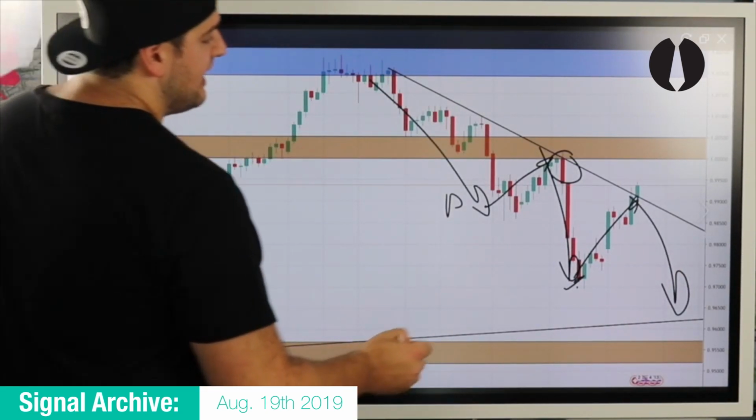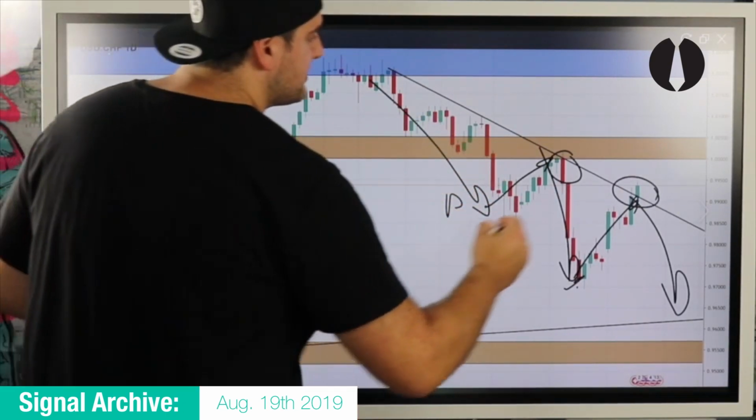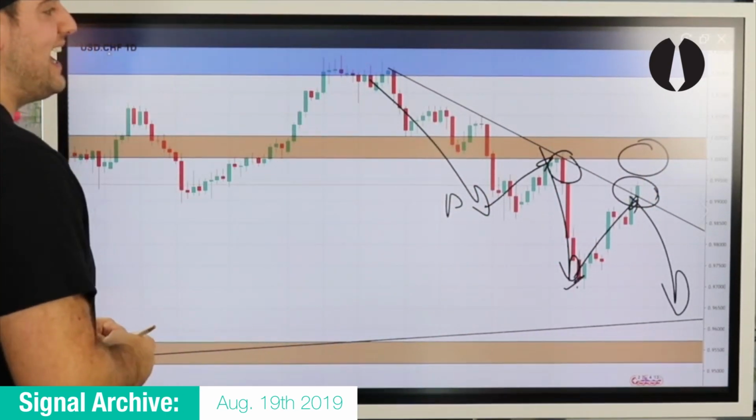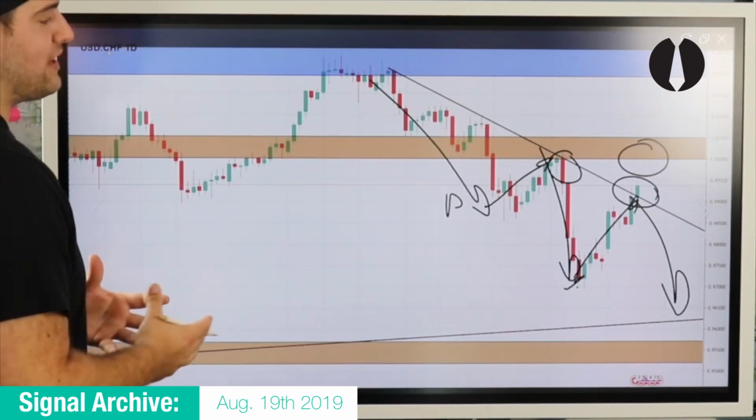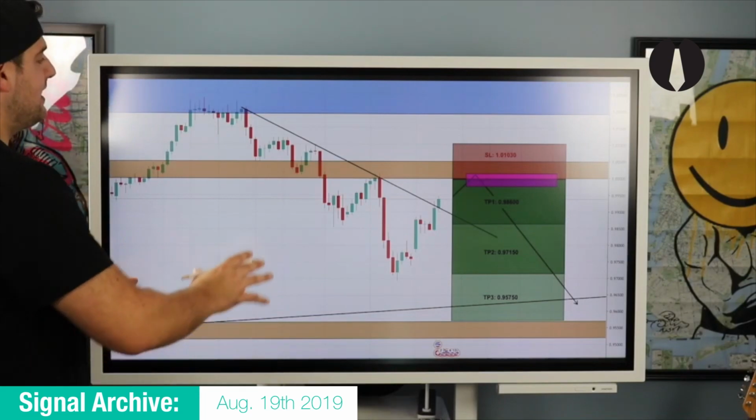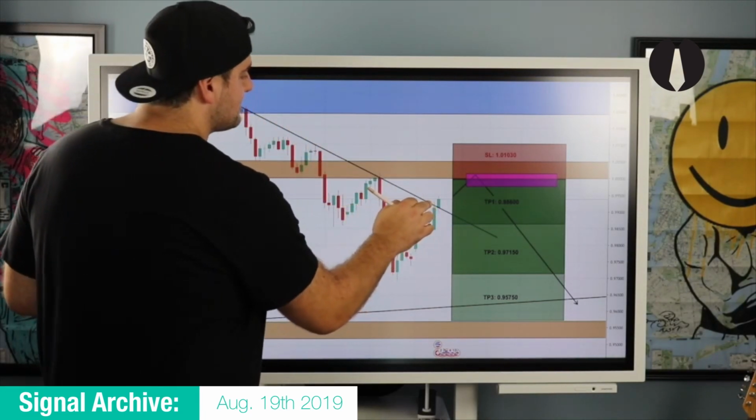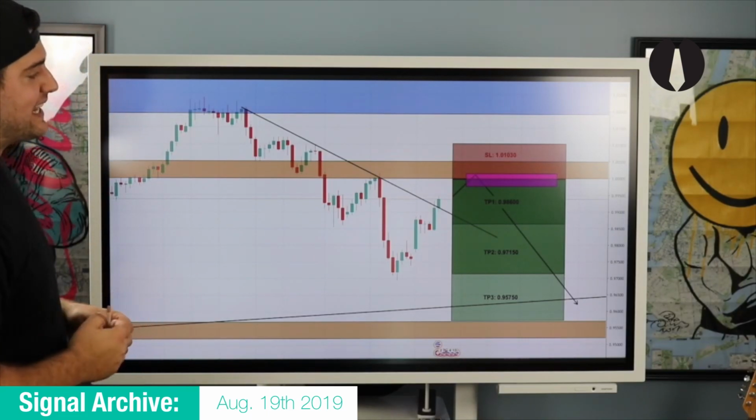But the question is, is price going to find the sell sensitivity it needs at this daily downtrend, or is it going to find the sell sensitivity it needs at this weekly upper zone? That's the question that we need to answer. In my opinion, price is going to break this daily downtrend to the upside just simply because I don't see enough sell pressure at this daily downtrend.